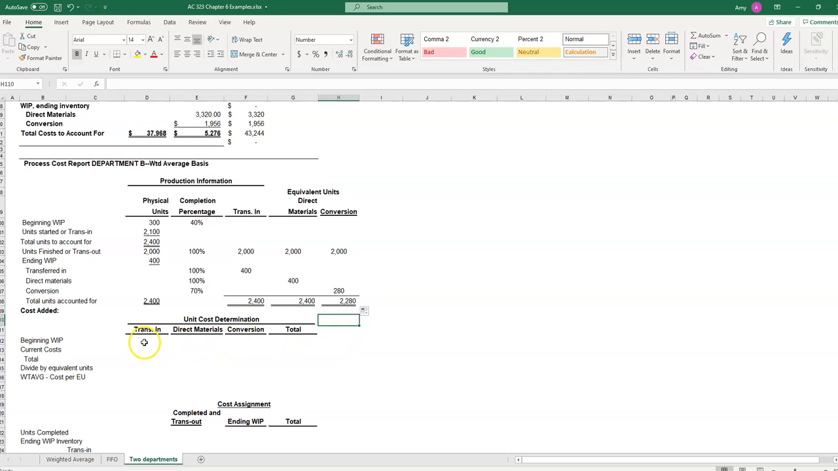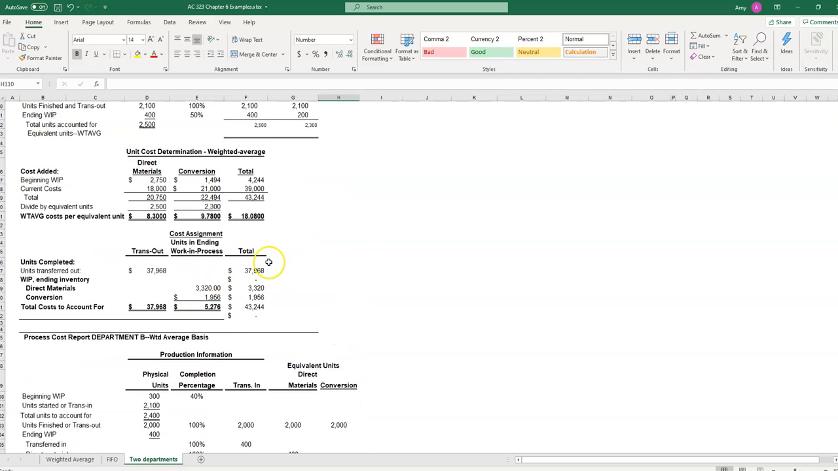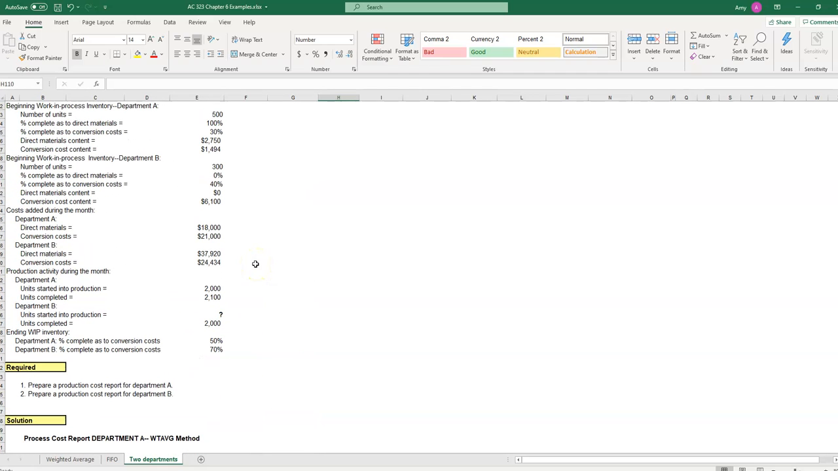Next, we apply our costs. So we have our cost information up here. We added during the month for direct materials $37,920 to Department B. We added conversion costs of $24,434.